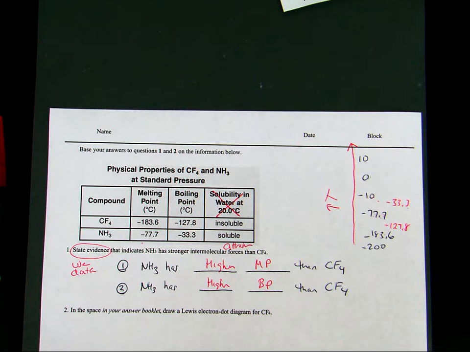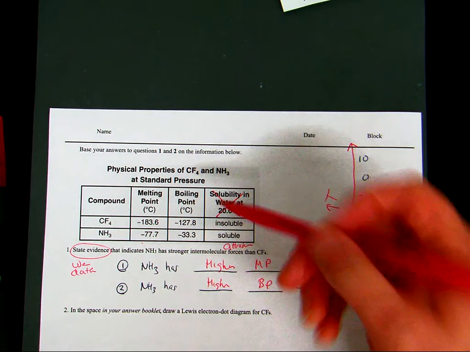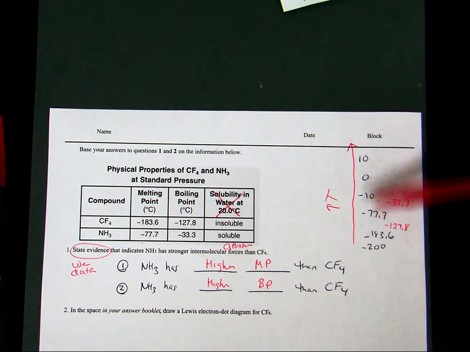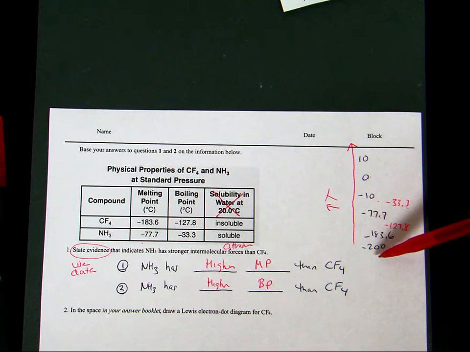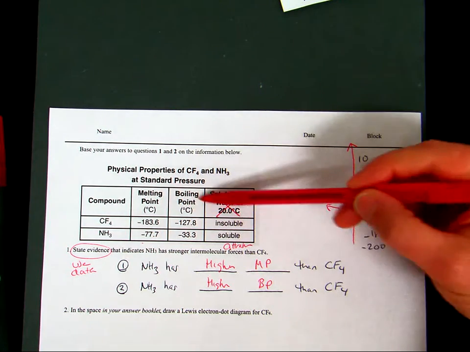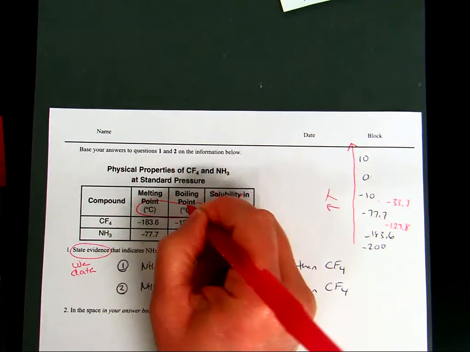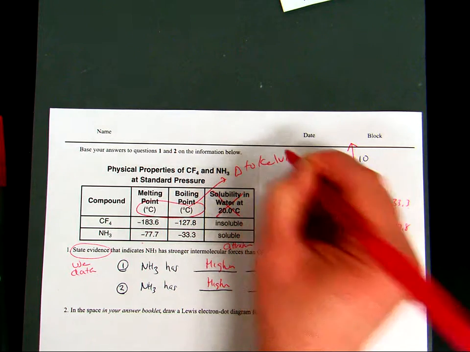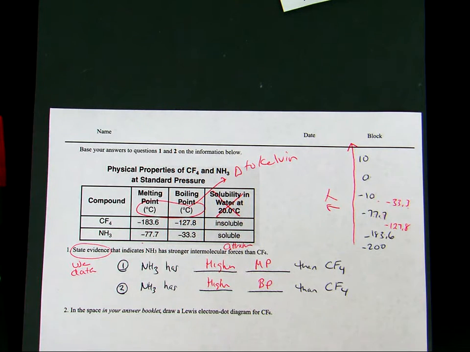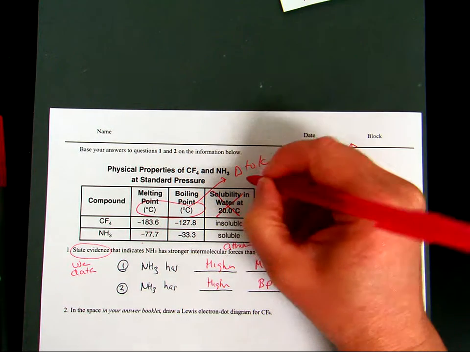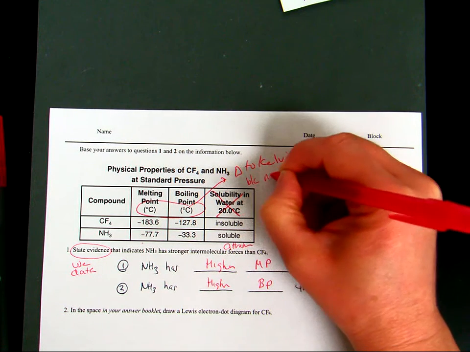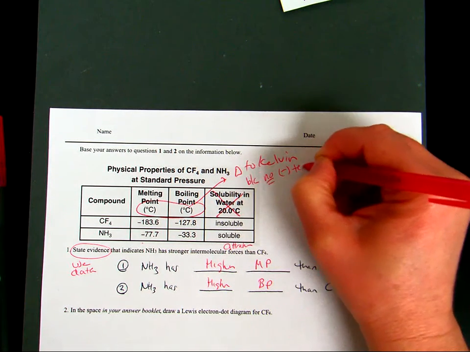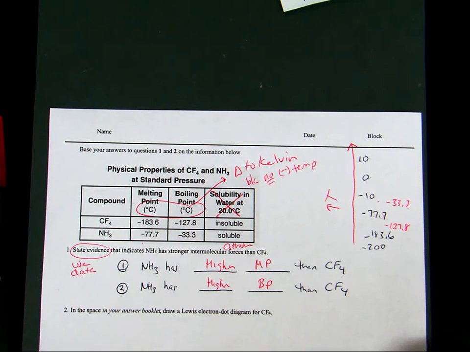And if that gets confusing, the other thing you could do, if paying attention to the negative sign makes you a little bit confused, is change these temperatures to Kelvin. So you could change to Kelvin by adding 173. And remember, on the Kelvin scale, there are no negative temps. So that might be a way to do this, because there are no negative temperatures on Kelvin. And then that might make it an easier comparison.